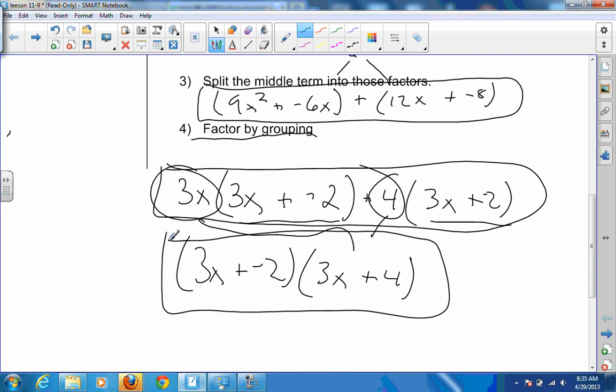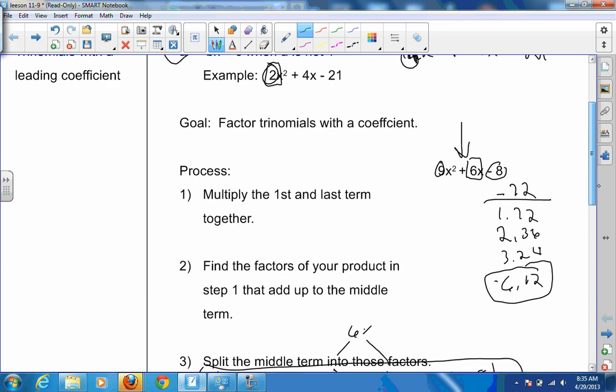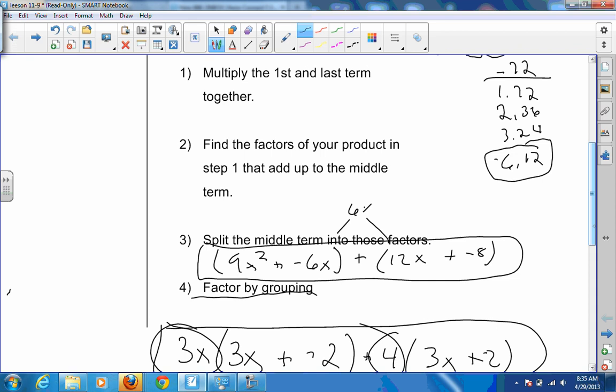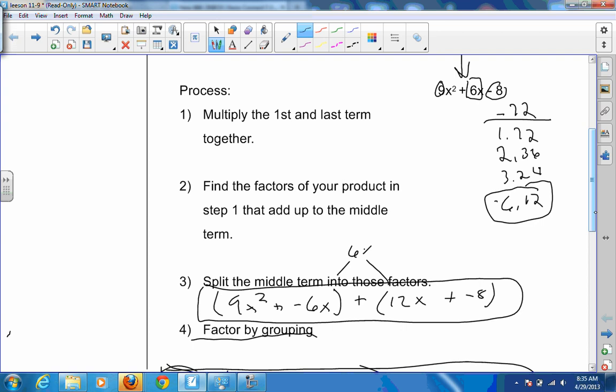All right, so to review, what do we do? First thing that we do is we multiply together the first and last term. So we came up with negative 72. Then we find the factors of your product in step 1 that add up to the middle term. And again, that's the same type of thinking that we've been doing with our other trinomials, but we're just using it in a different way now. Once we find those factors, we say, all right, now we are going to rewrite our polynomial and split this middle term into these factors, okay?